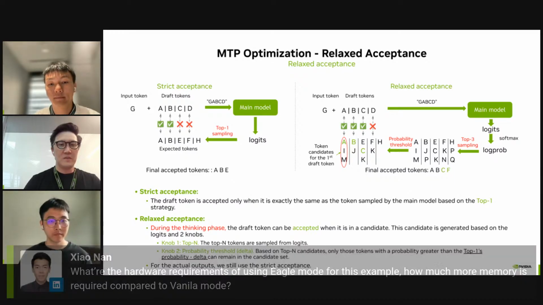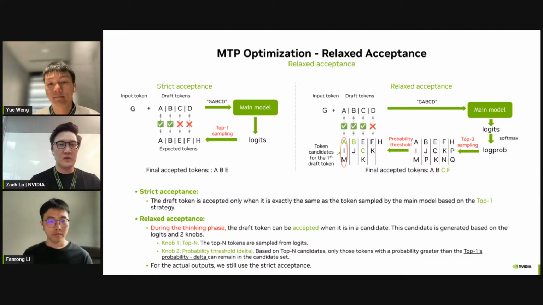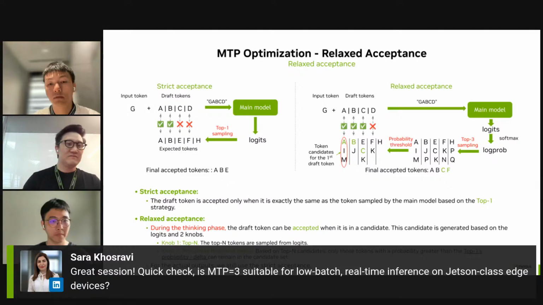Thanks for the question. Another question is, is MTP equals 3 suitable for low batch real-time inference on Jetson class edge devices?